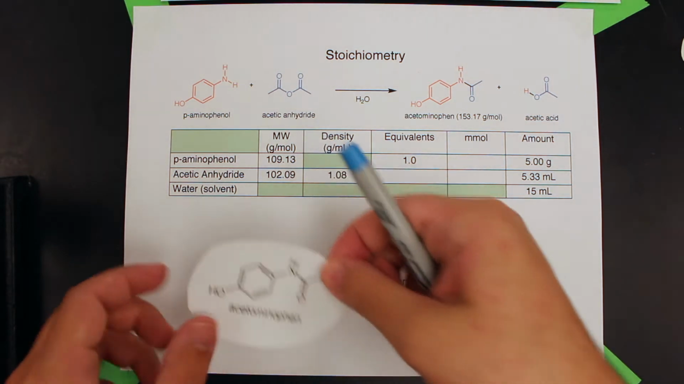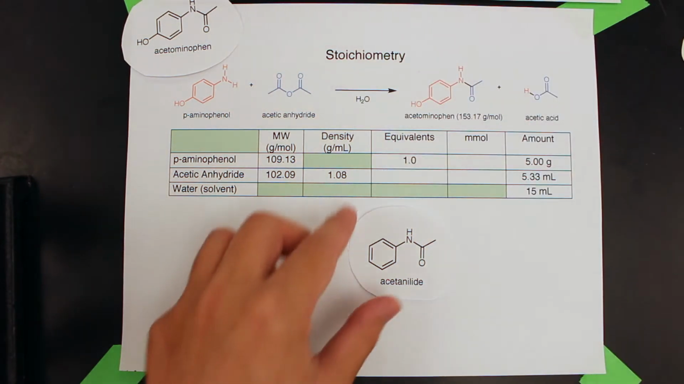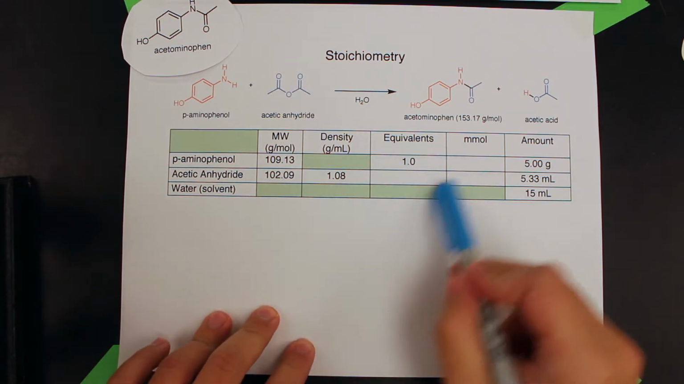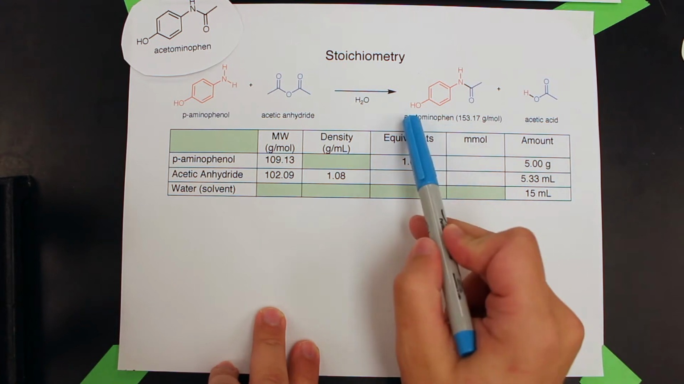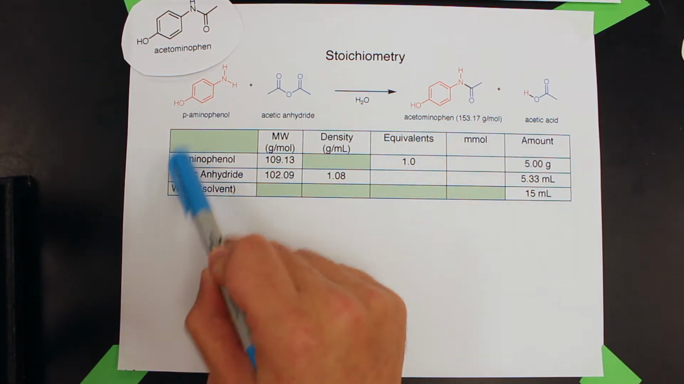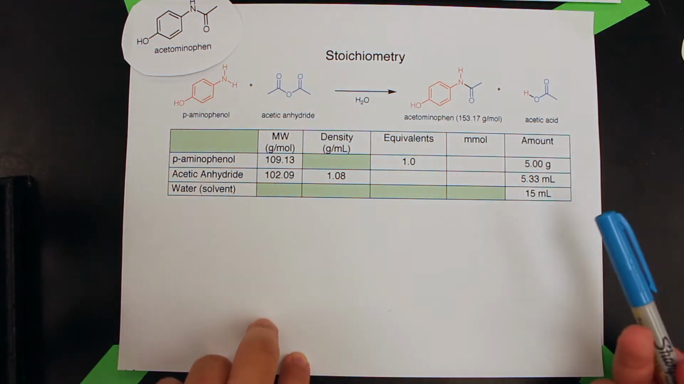So for the purpose of this exercise here, we're going to look at synthesizing acetaminophen. So the synthesis will be similar, but for this purpose, we're going to do a little exercise with acetaminophen. So on your worksheets, it's going to be a little different. Instead of synthesizing acetaminophen, it'll be acetanilide, and instead of starting with p-aminophenol on your worksheet, it will say aniline. But the process is the same.